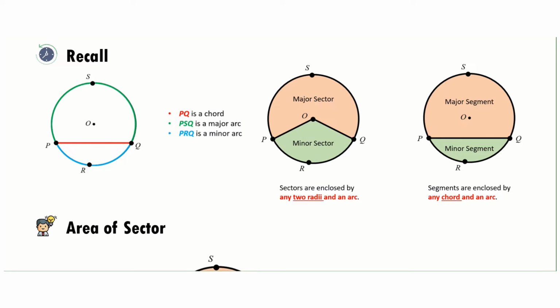You would have recalled from the previous lesson the different terms that we have covered about a circle, for example, a chord, an arc, a sector, as well as a segment.